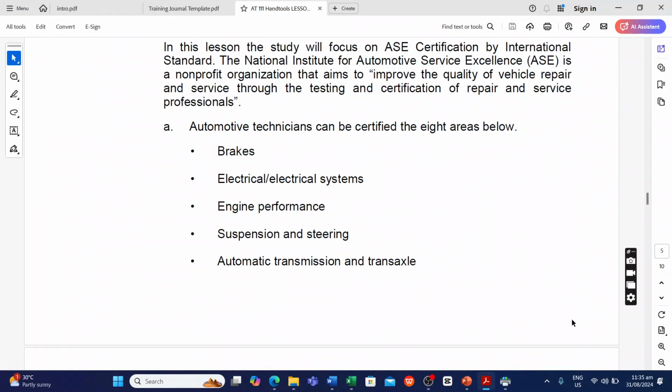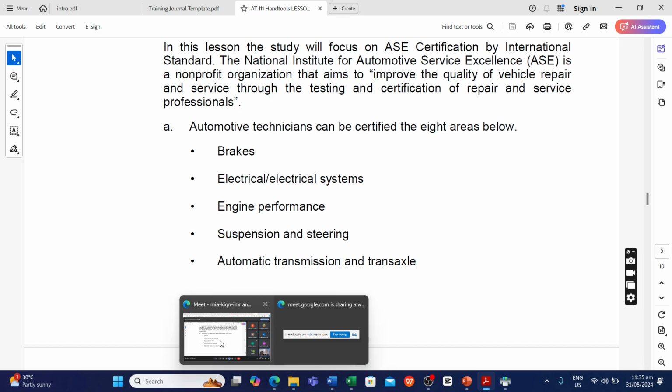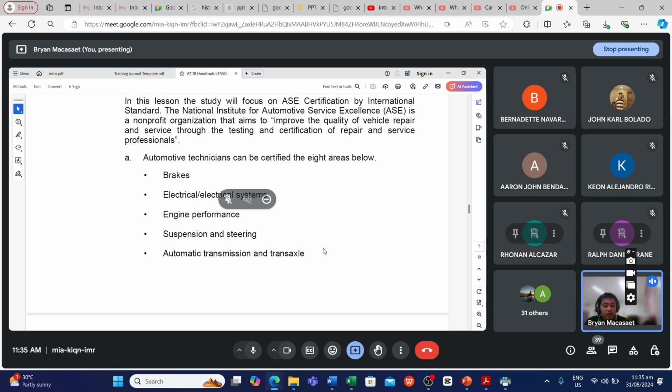Okay. Automotive technicians can be certified in the 8 areas below. Ito yung mga certifications ng automotive technicians. So, pwedeng sa brakes, pwedeng sa electrical lang, pwedeng sa engine, pwedeng sa suspension, pwedeng sa automatic transmission and transaxle. Ang tawag dyan, Certificate of Competency, kung isang area ka lang mag-excel. Pero pagka lahat ng areas na yan ay excel mo, ang tawag ay National Competency ngayon sa TESDA. Okay pa?